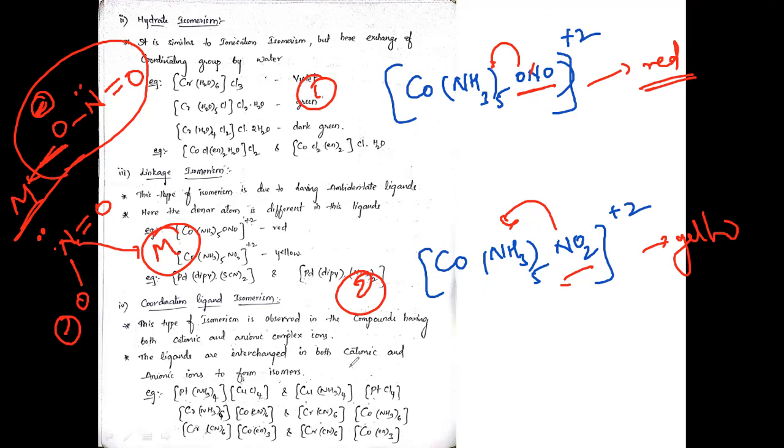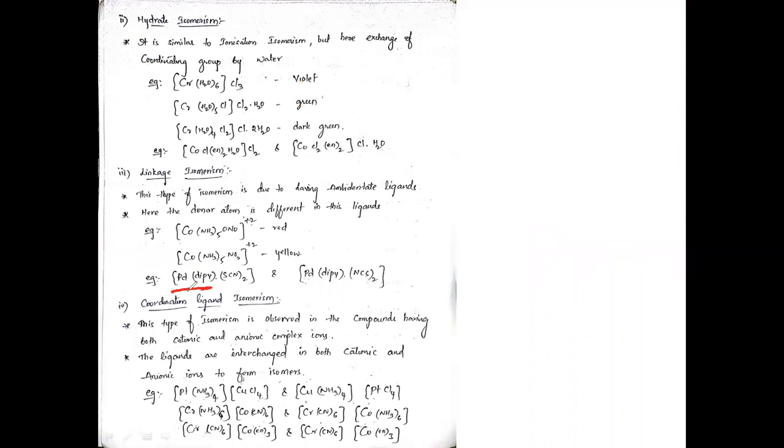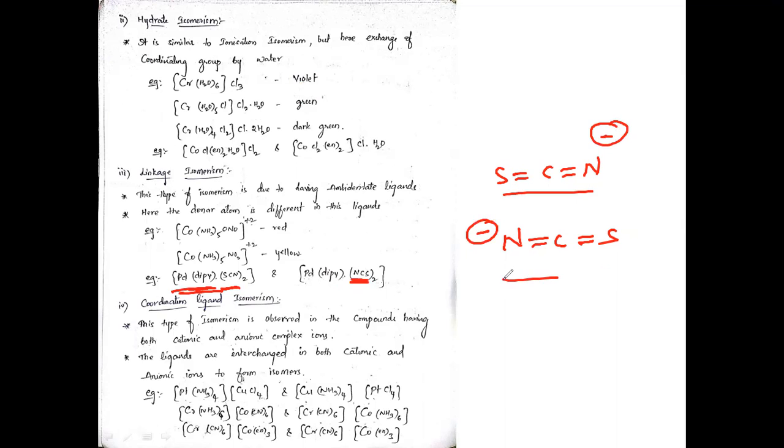There are many such examples. You can take this example: palladium dipyridine SCN and here NCS. SCN is different from NCS. You can see here what the difference is. I will write minus here, and here also I will write minus. See here SCN and here NCS.